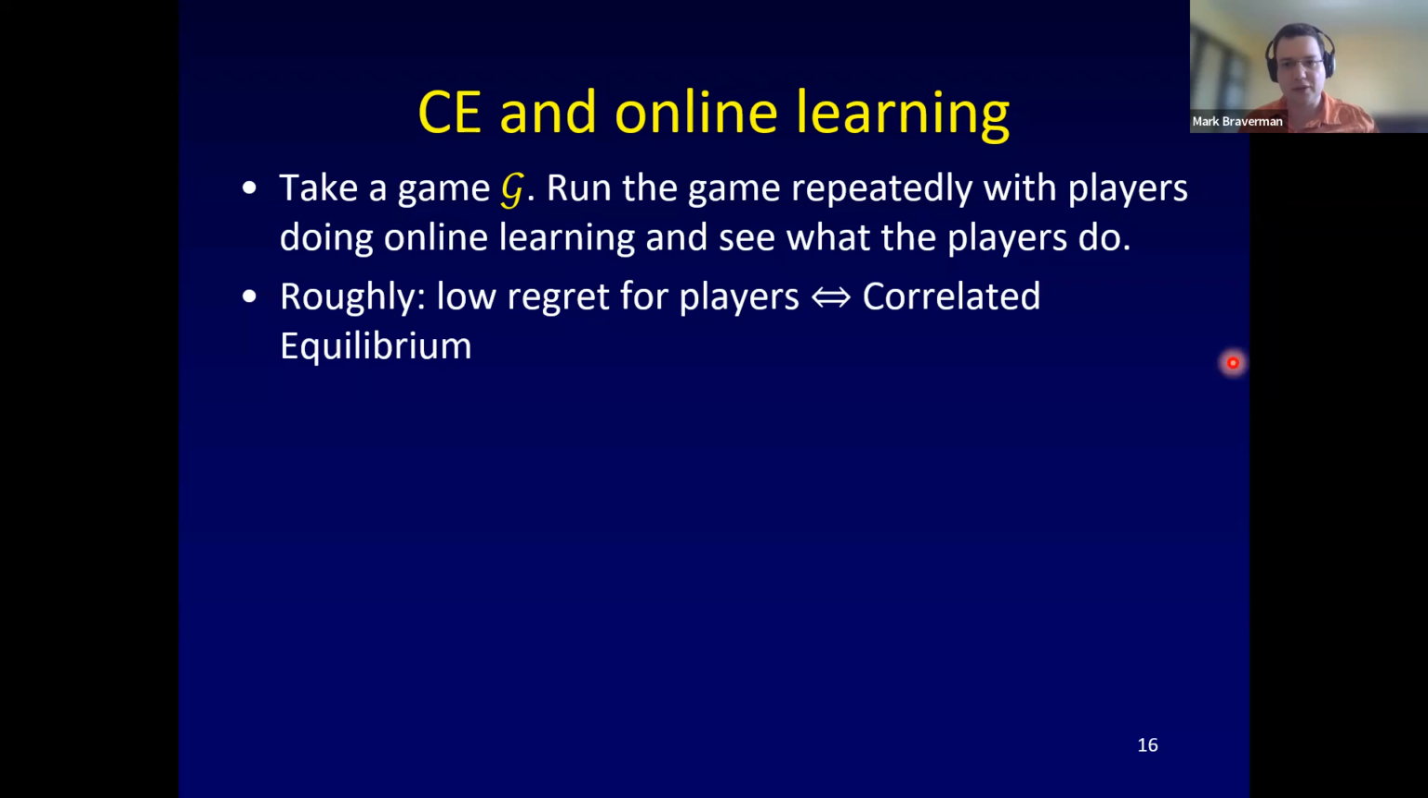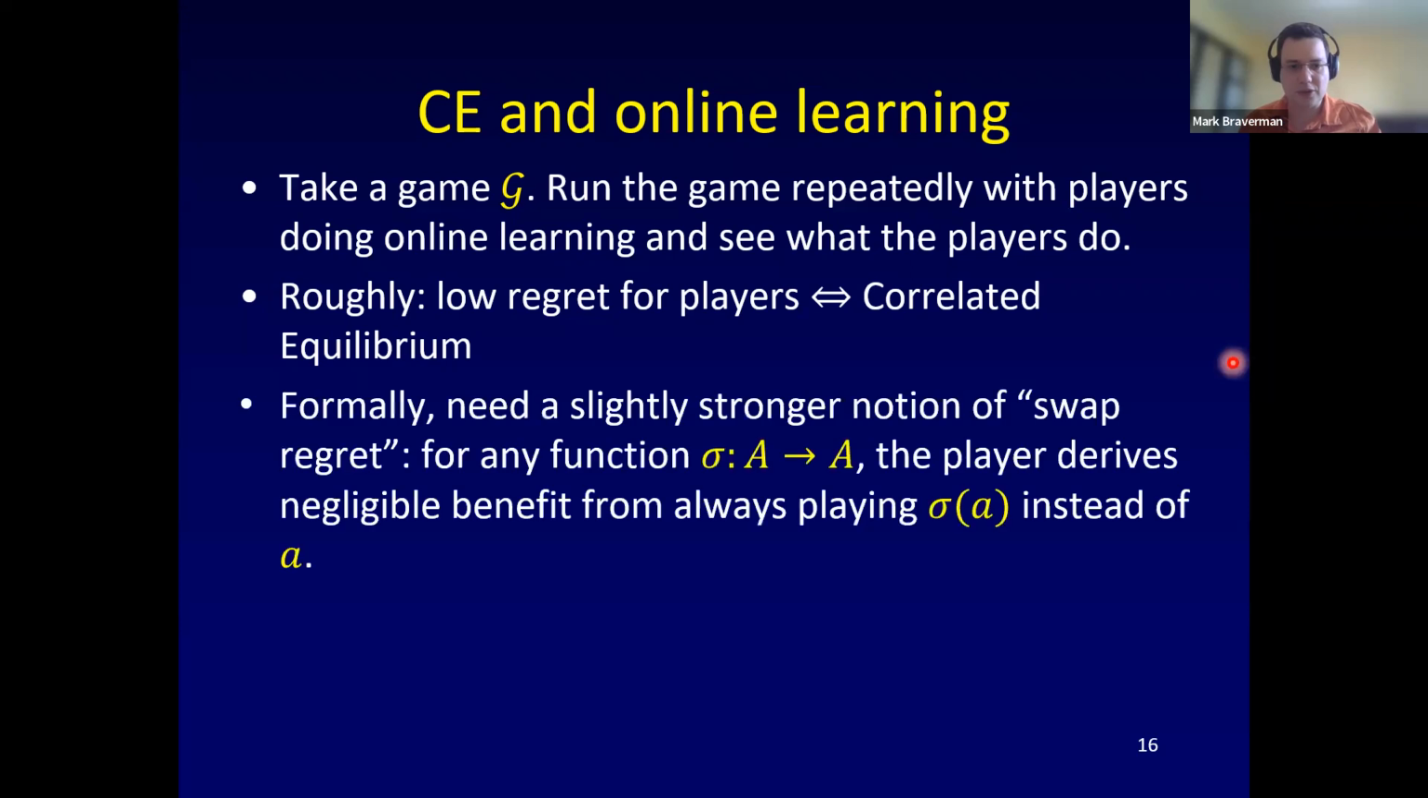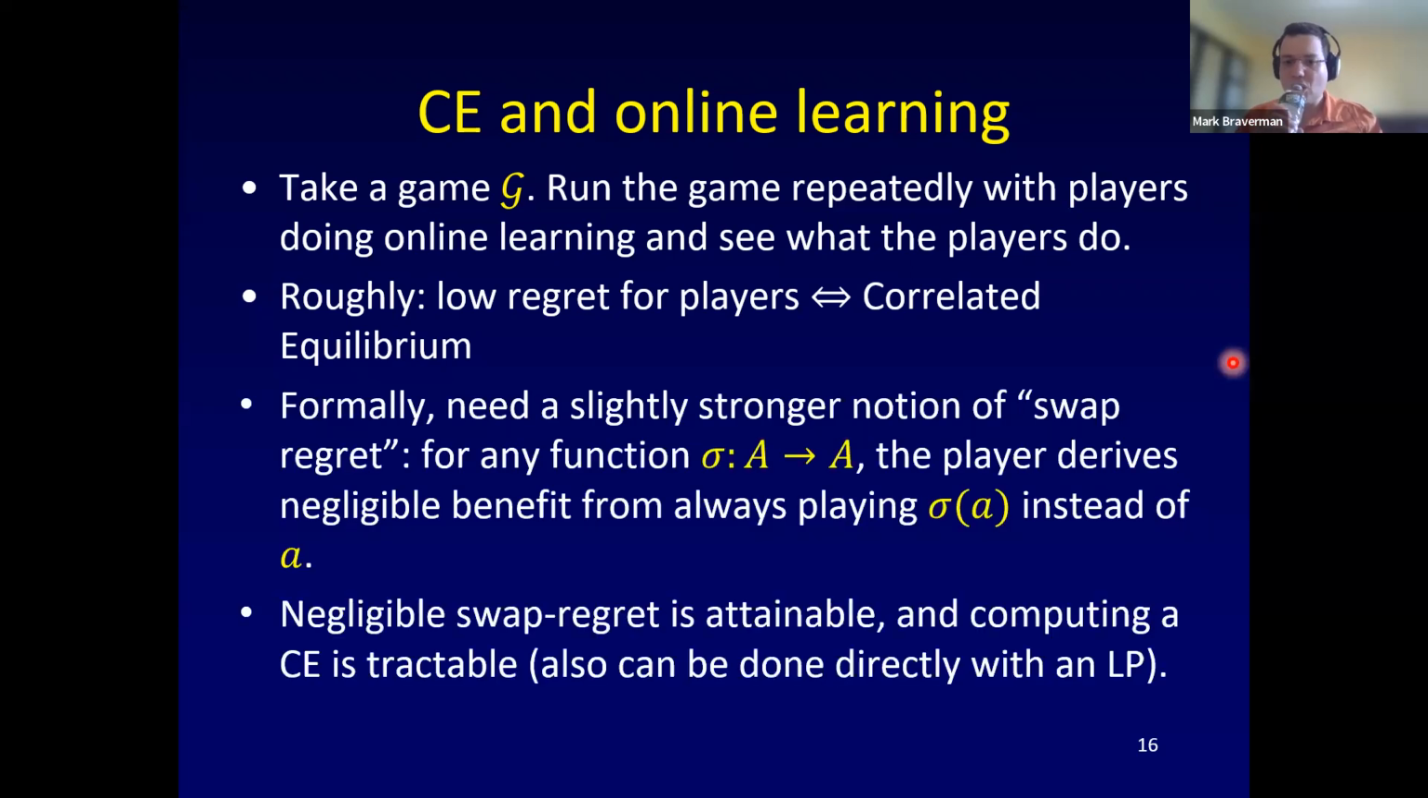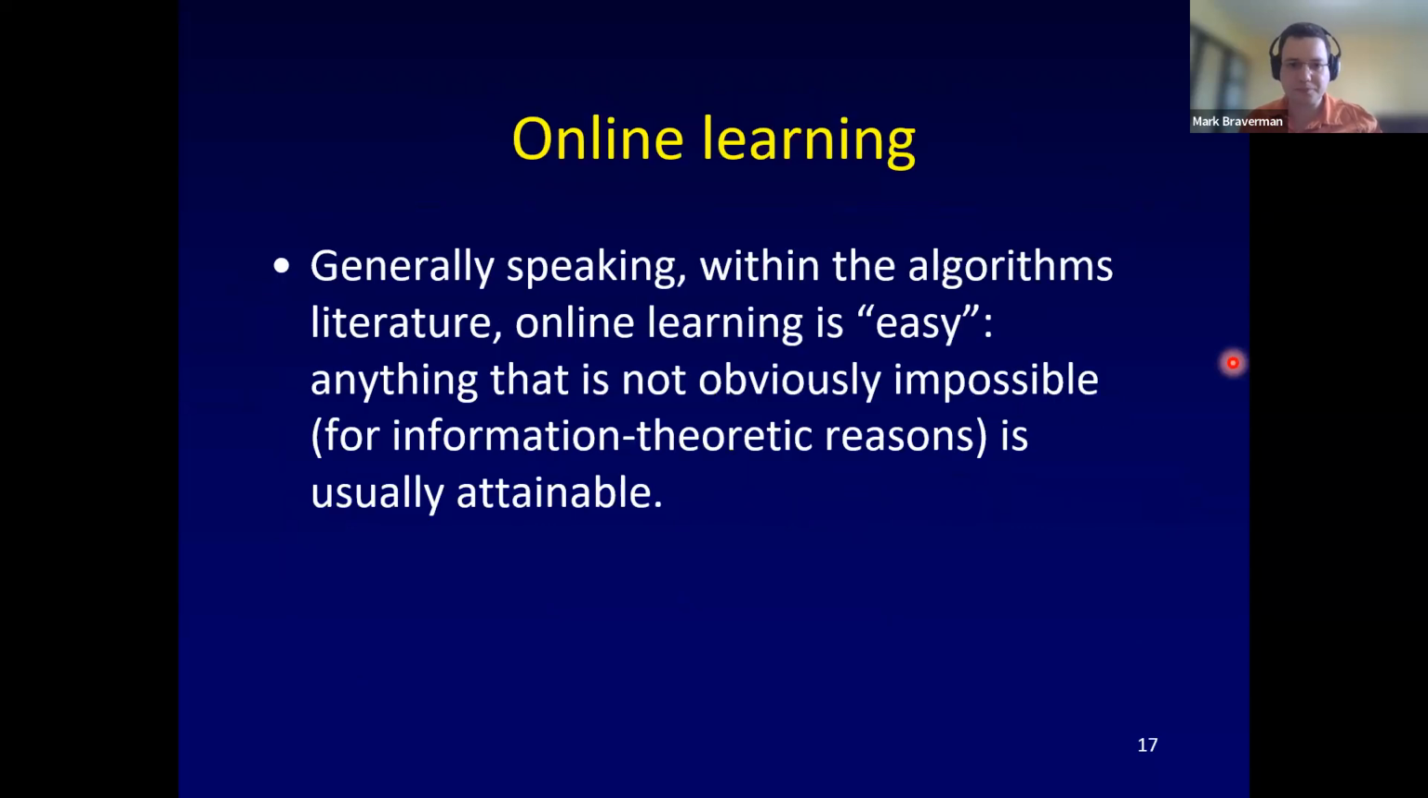So that's computation. And by the way, this also means that indeed correlated equilibria for explicit games are computationally easy. They also can be solved by a linear program or by an online optimization heuristic. So yeah, formally you need a slightly stronger condition, but essentially this is solvable through online learning.